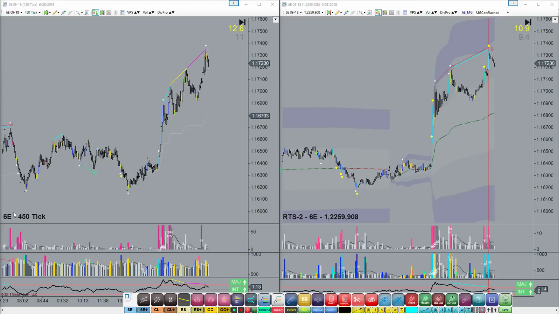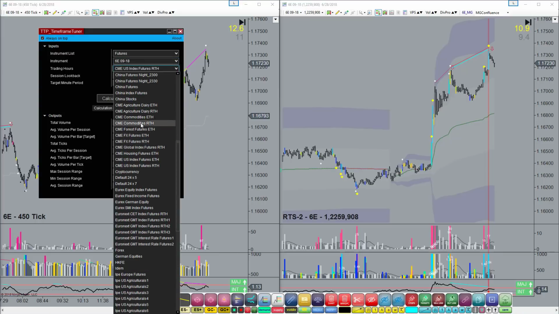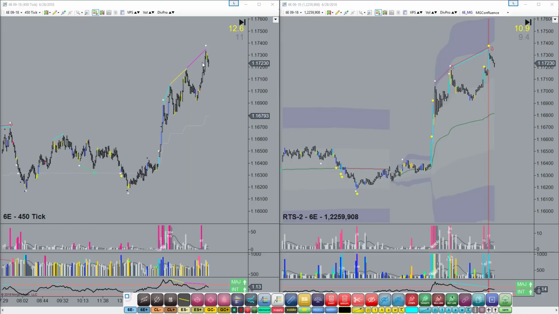Here you see a 450 tick, and our RTS chart, which is now called the Row Bars. And the tick chart on the left, just to show you here, is set to a 3-minute period for the target time period. See, me, FX Futures, RTH, and I set it to a 3-minute. And there you can see 451, so I just round it to 450. This emulates about a 3-minute chart during the day session.